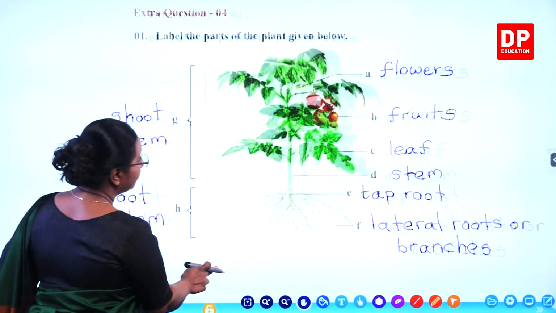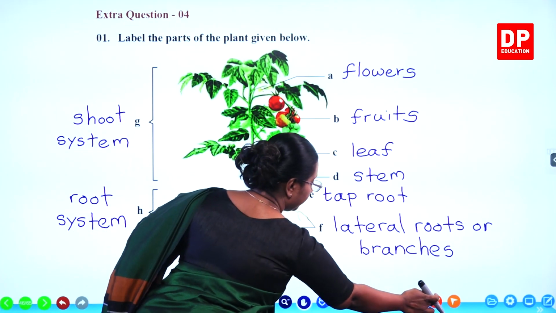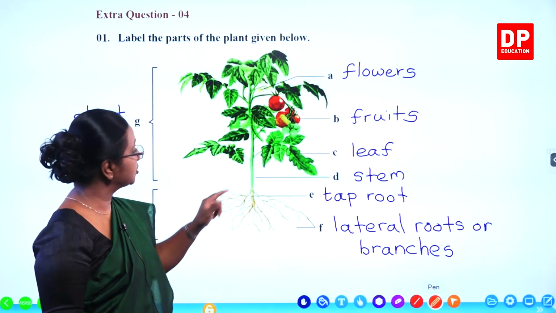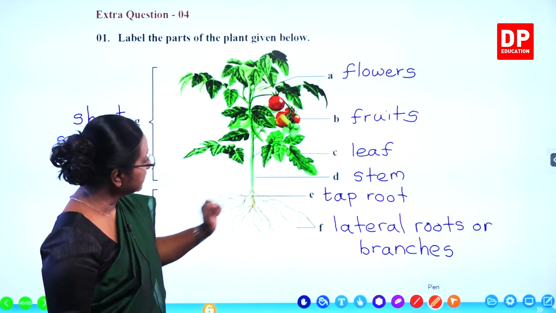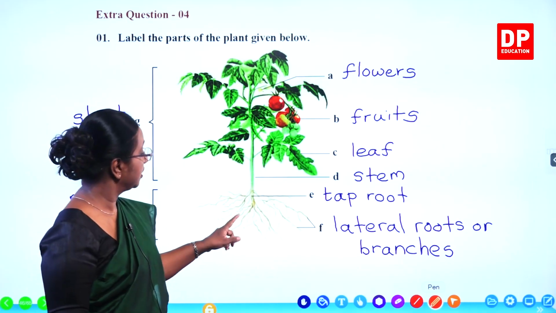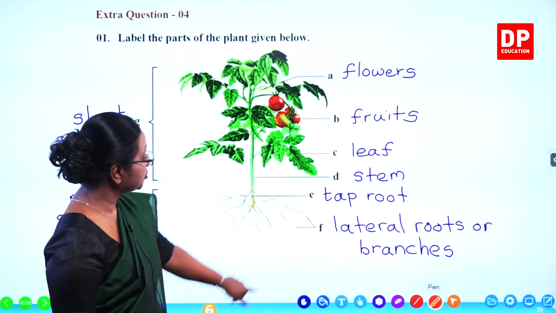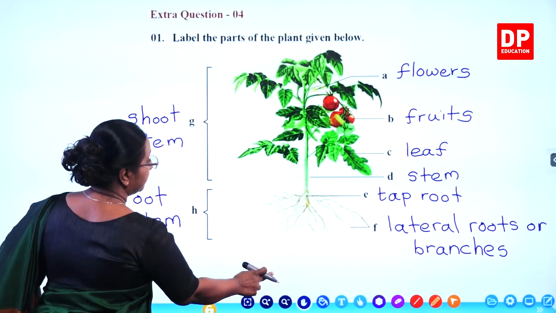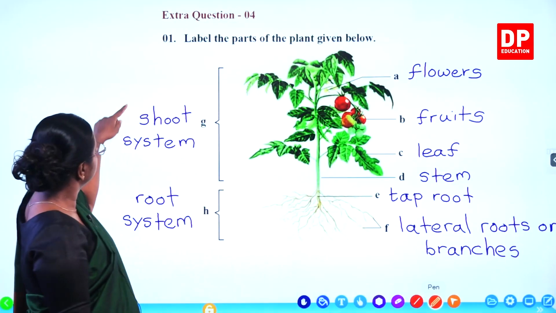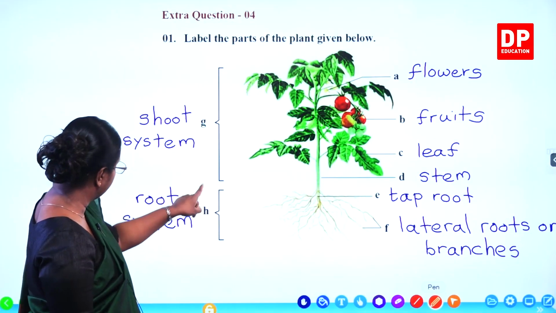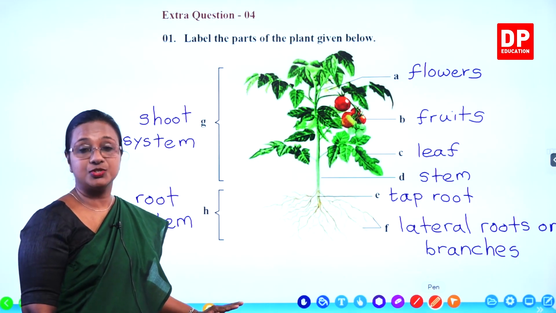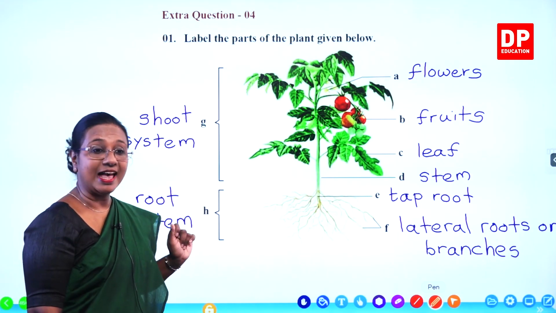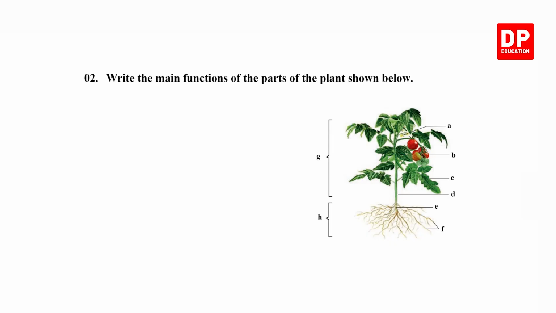So now we have labeled all the parts. Can you see everything clearly? A, flowers, B, fruits, C, leaf, then D, stem, E is the tap root, then you can see the lateral roots or the branches, that is labeled as F, and on this side we have the shoot system, that is this part, and the root system below the soil. So I am sure you were able to mark all of them correctly. With that, I will move on to the next question.